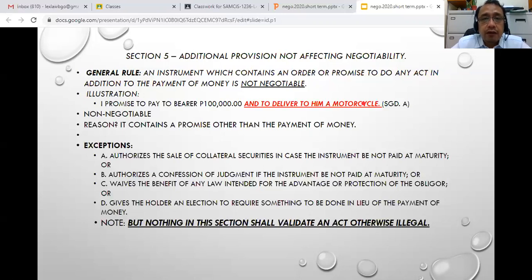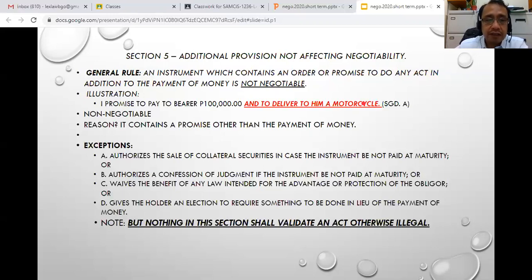Next one would be authorizes confession of a judgment if the instrument will not be paid on maturity. The third one would be waives the benefit of any law intended for the advantage or protection of the obligor. And finally, gives the holder an election to require something to be done in lieu of the payment of money. So in all those 4 cases, even if the instrument contains a provision requiring the performance of an act besides the payment of money, the instrument would still be considered a negotiable instrument.